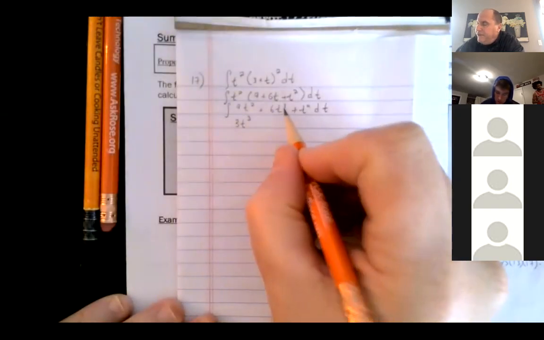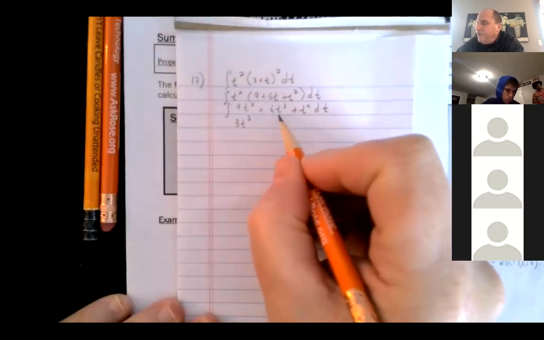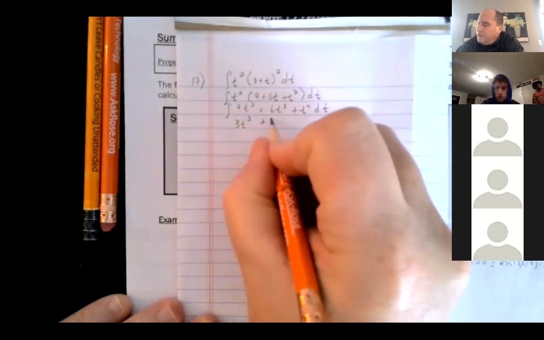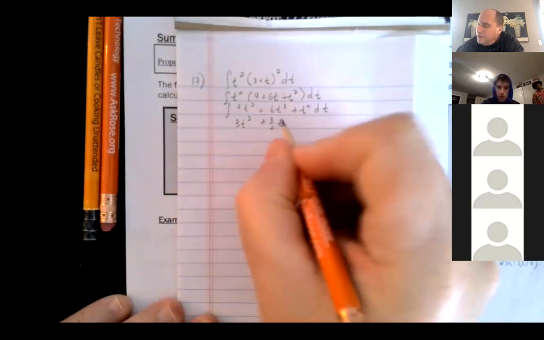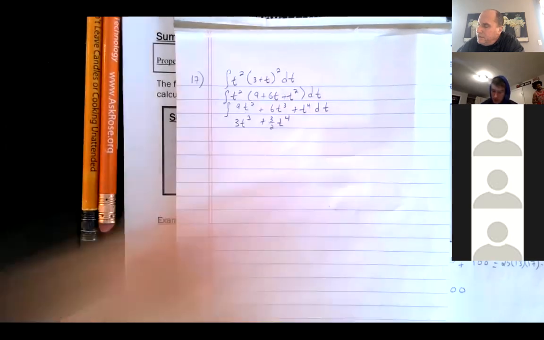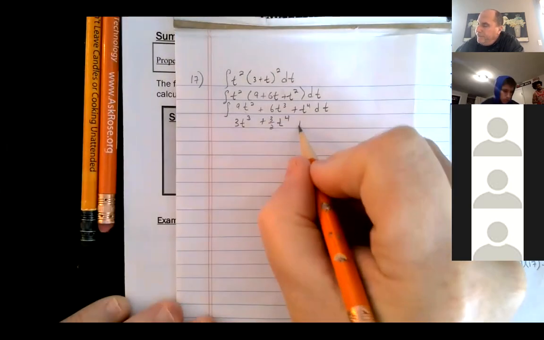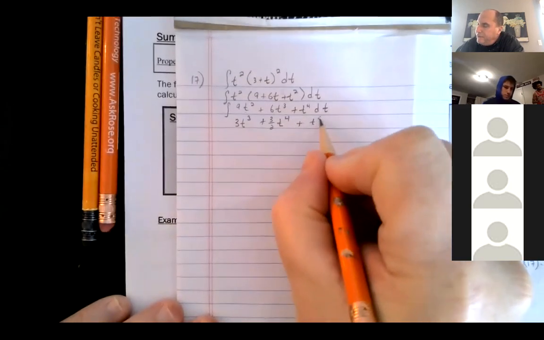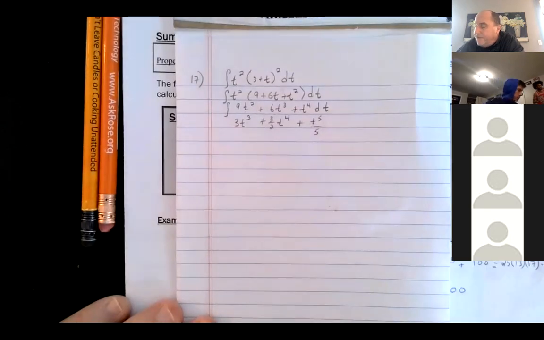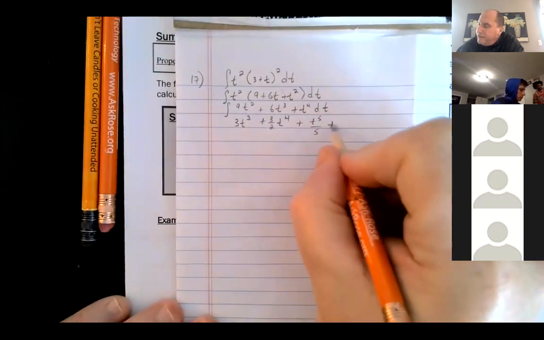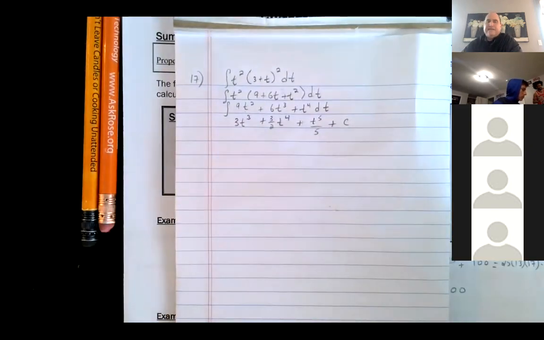Antiderivative of 6t cubed would be 6 times t to the 4th over 4. And then t to the 5th over 5, or 1/5 t to the 5th, either way, plus the constant of integration.